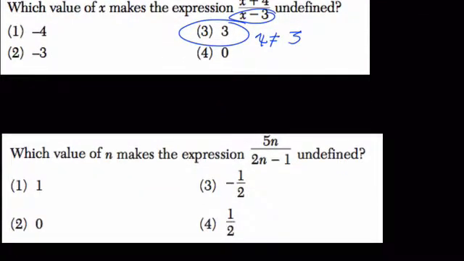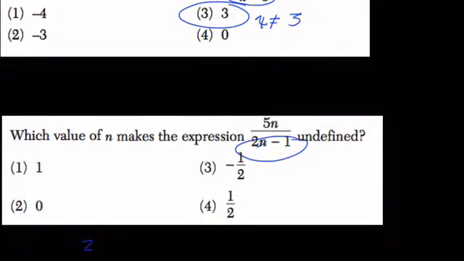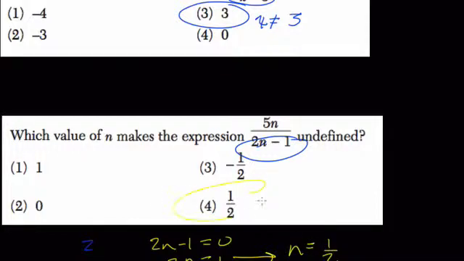What would make this undefined? So if you're struggling, again, this is just going to be equal to 0. When does 2n minus 1 equal 0? Add 1 to both sides, and 2n equals 1. Then divide both sides by 2, and n equals 1/2. So that's choice 4.